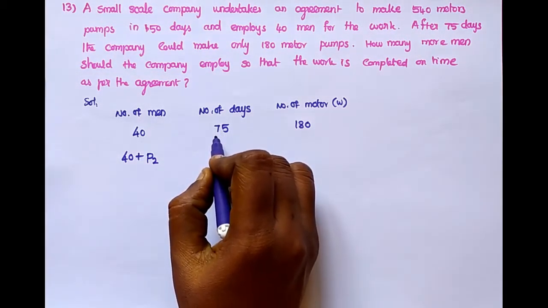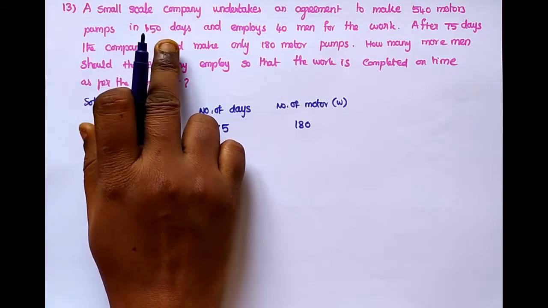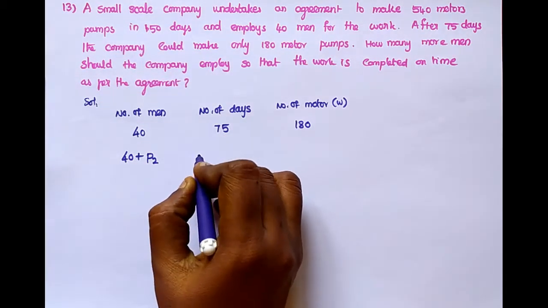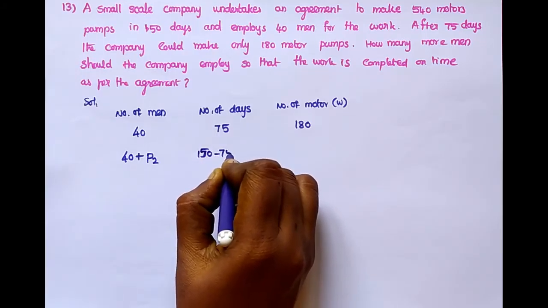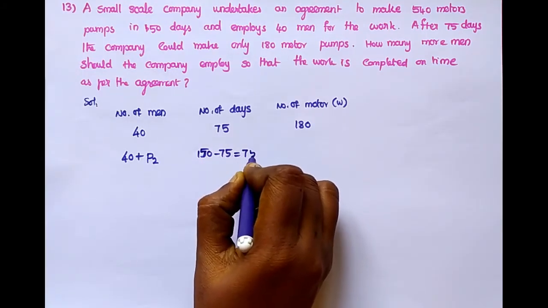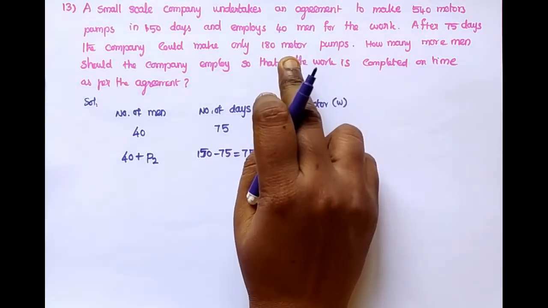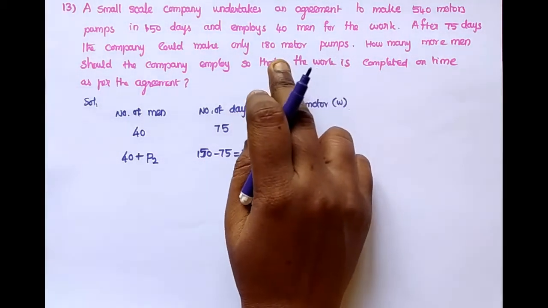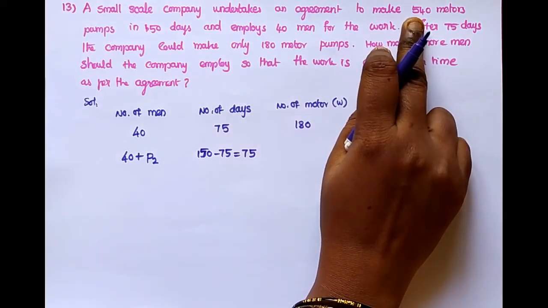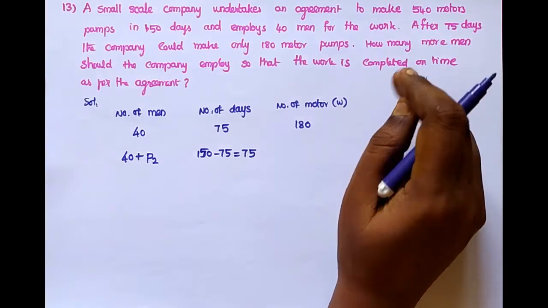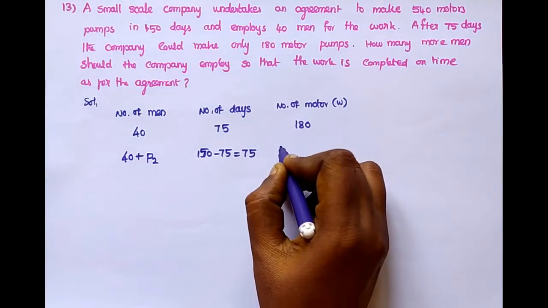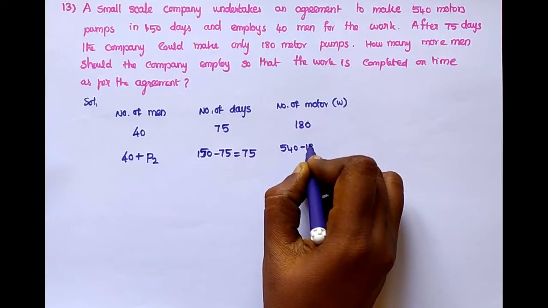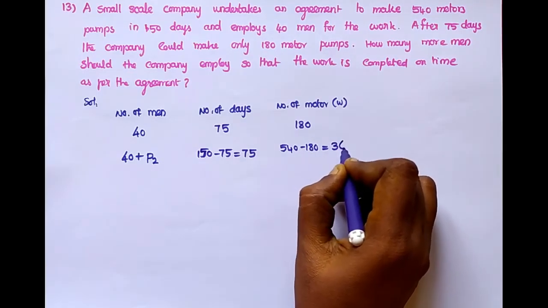Now 75 days are finished. As per the agreement, how many days? 150 days. So 75 days is finished, and the balance is 150 minus 75, which is 75. And then the number of motor pumps: as per the agreement, 540 motor pumps, but they finished only 180. So the balance is 540 minus 180, that is 360.